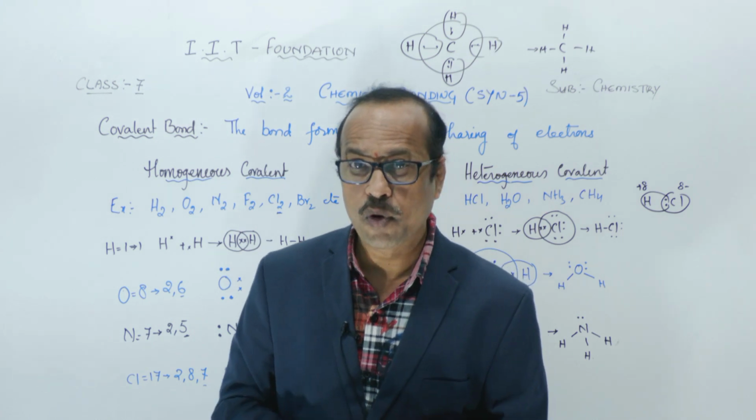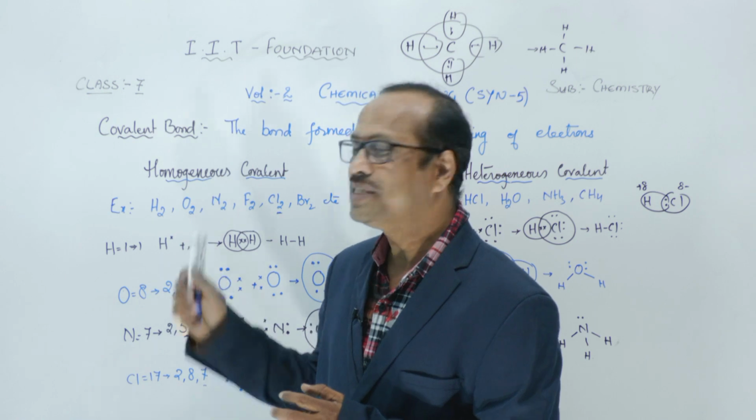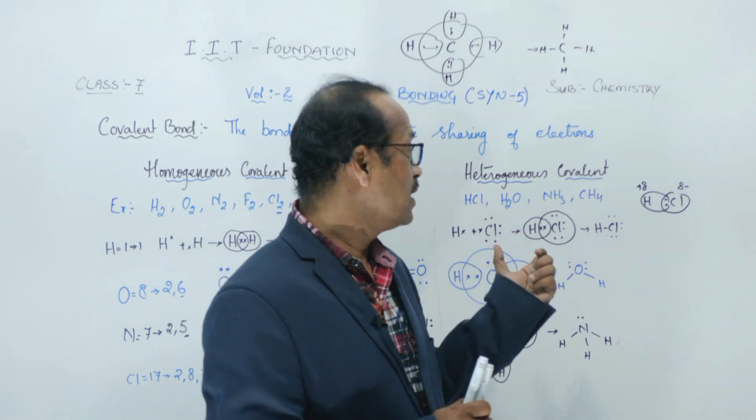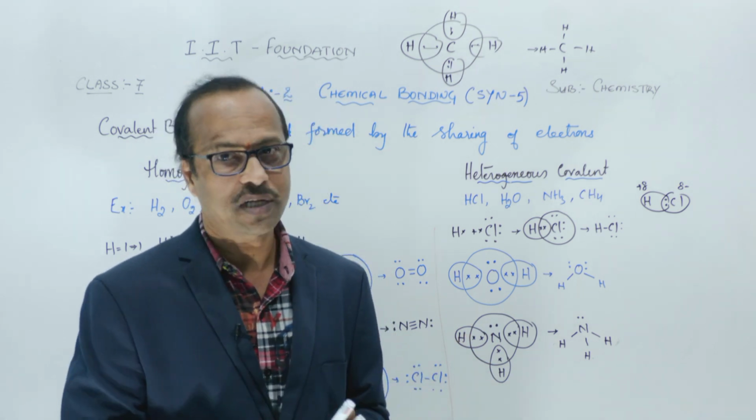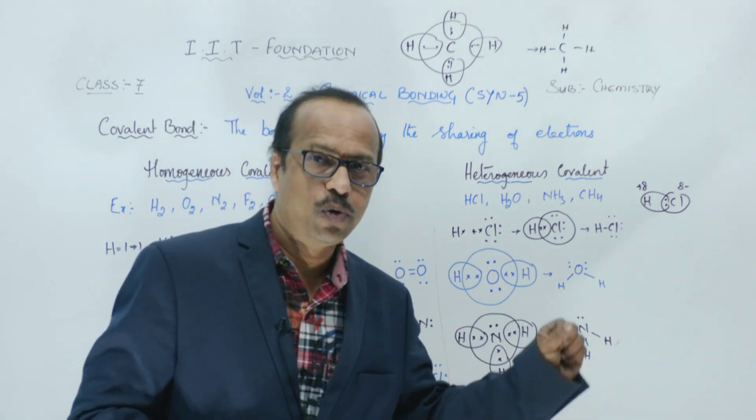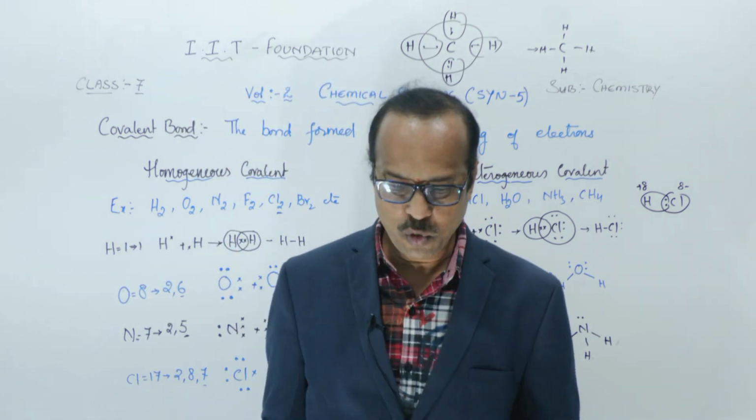So a polar covalent bond is formed between two different types of atoms, and if the covalent bond is formed between two similar types of atoms, those compounds are called non-polar covalent compounds. Okay, and these are called polar covalent compounds.